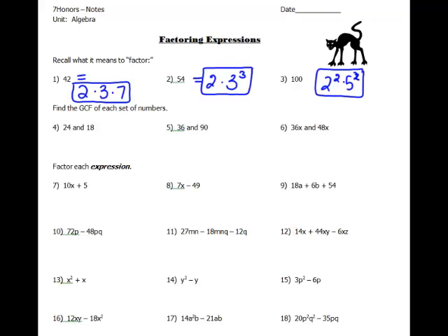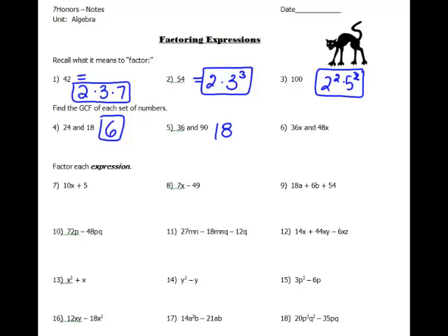Now I want to think about the GCF of the following numbers. For 24 and 18, what would the GCF be? It would be 6. 36 and 90, that's going to have a GCF of 18. Now remember, you can always find the GCF of two numbers by breaking it down into the prime factorization and taking the things that are in common.